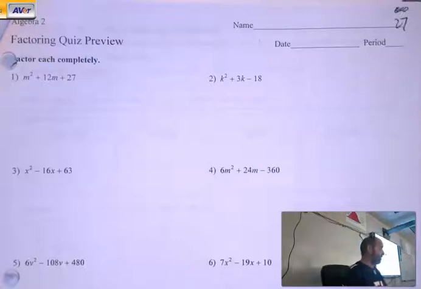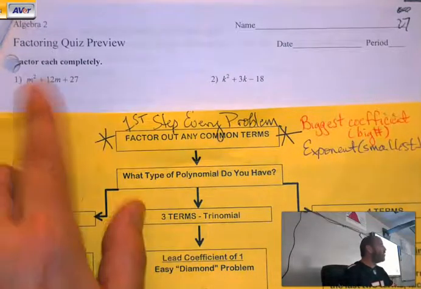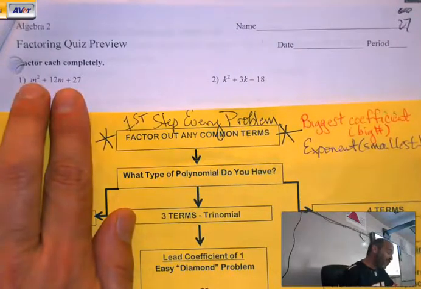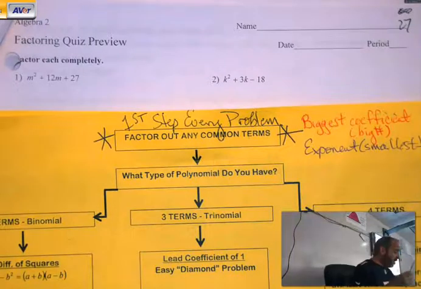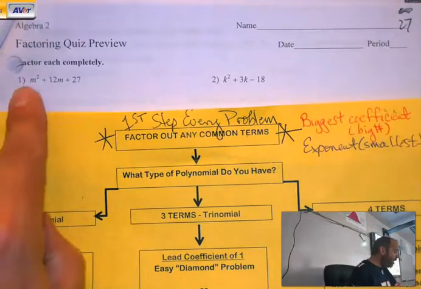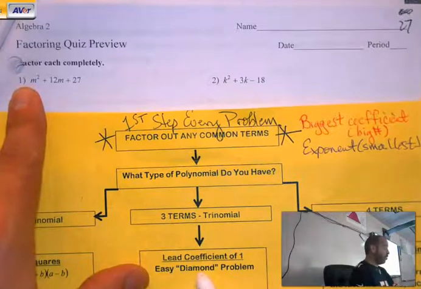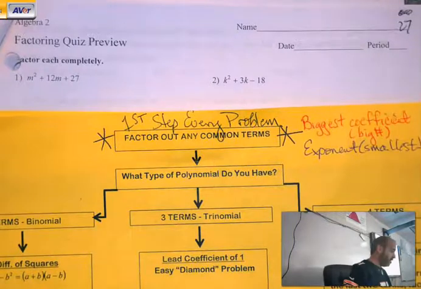So, first things first, when we're doing this preview, we always look first, every single time. Is there something every single term has in common? Not 2 out of 3, but all 3. No, in this case. You're like, okay, nothing in common. There's no number in front of my squared term.